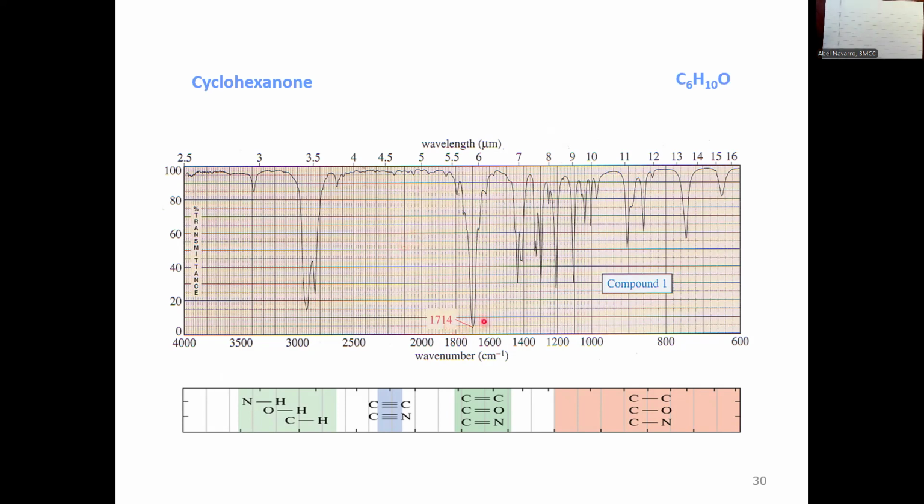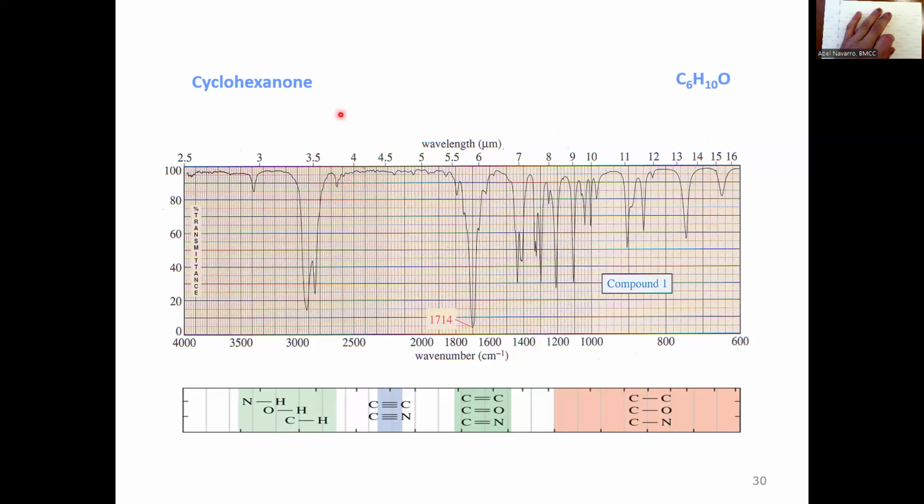But in this case, I only see a C=O, and that C=O apparently is a classical C=O, meaning that it's either aldehyde or ketone or carboxyl. Why? Because it's exactly at 1714. If it's amide, it will be 1600. If it's ester, it would be high 1700s. In this case, it's a low 1700s, so it's an aldehyde, ketone or carboxyl. I know it's not a carboxyl because I don't see the broad O-H, and I know it's not an aldehyde because I don't see the two tiny peaks around 2700 and 2800. So it should be a cyclohexanone.